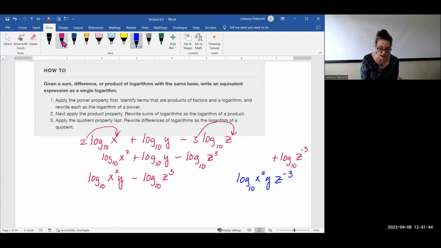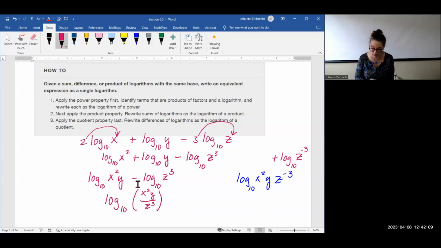Now, if I'm looking back at the one on the left, I've got subtraction, a positive logarithm base 10 and a negative logarithm base 10. They all have to be base 10 or you can't do this. This means that I've got division. So the positive ones move to the numerator of the answer part. So this becomes x squared y. And the negative one moves to the denominator of the answer part.